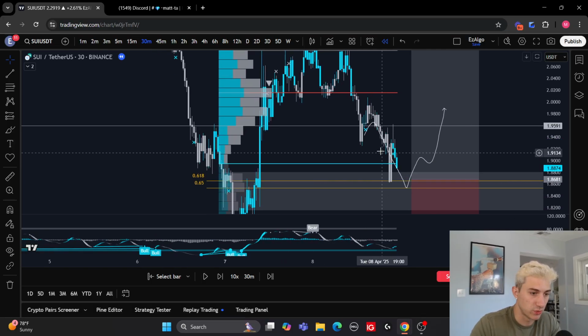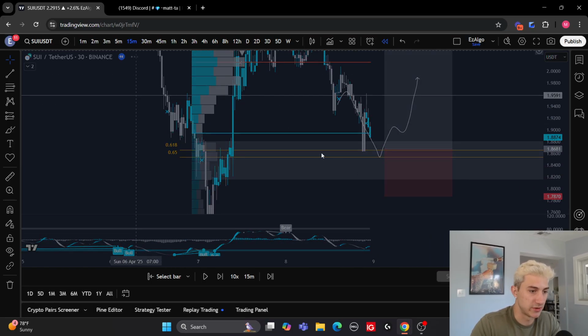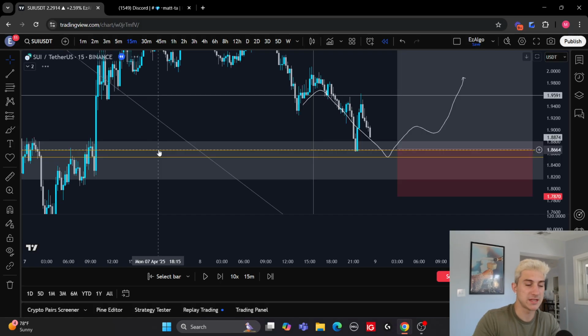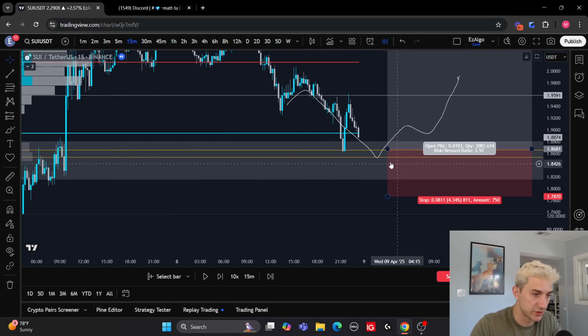Okay, no emotions whatsoever involved. That is the bullish entry right there. Okay, perfectly taps that golden pocket. Again, what I like to do is go down to a lower time frame.